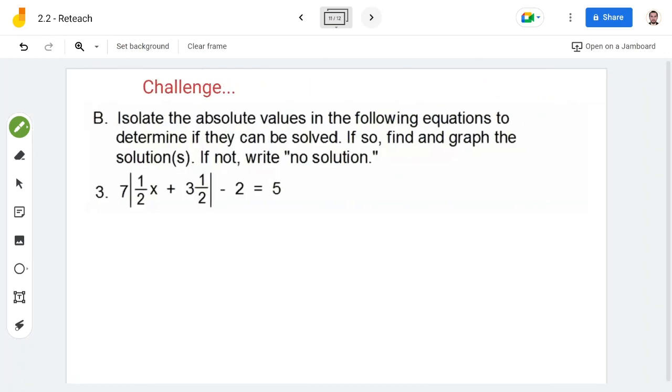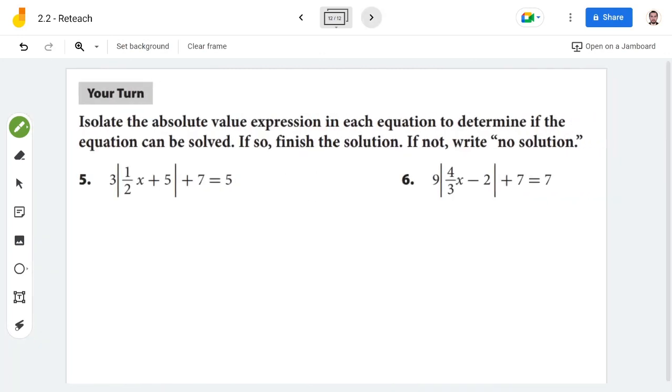Now this is a challenging question. Try to solve it by yourself. This one is your turn to solve. Just to summarize: if I have a question like this, with a positive number, you have two solutions, for sure.